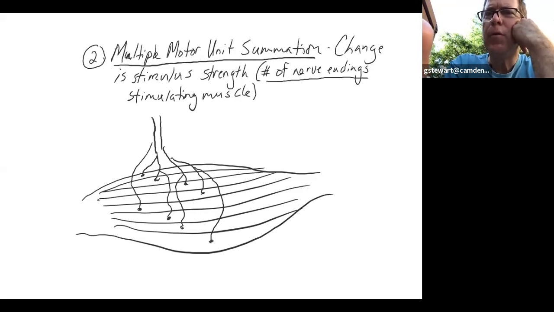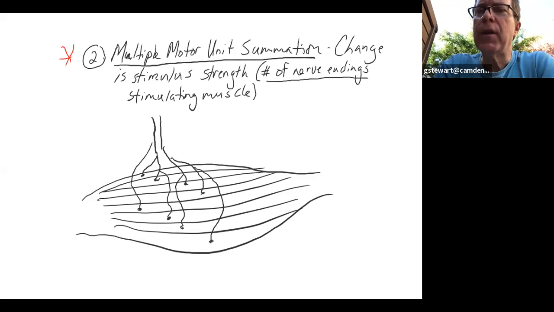Now, multiple motor unit summation is about if we can vary the strength of contraction of this entire muscle. If we only stimulate, say, this fiber and this fiber, that doesn't produce a very strong contraction. It doesn't produce a lot of tension. Now let's say at the same time we add more stimulation to more fibers in this muscle. If we do that, that increases the strength or tension produced.